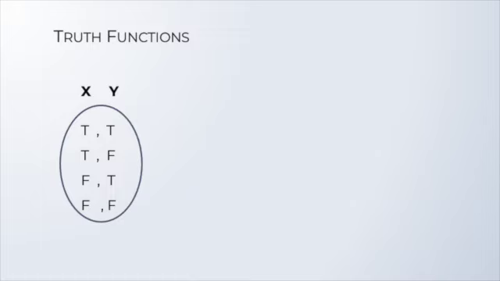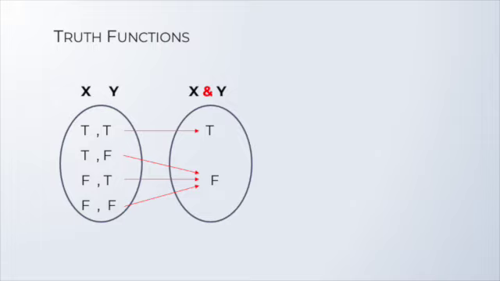So when x and y are both true, then x ampersand y as a whole is true. For each of the other cases, x ampersand y gets the false symbol. You can see that this is a function, since every input gets paired with exactly one output, and not more. This means that the output is uniquely determined by the input.